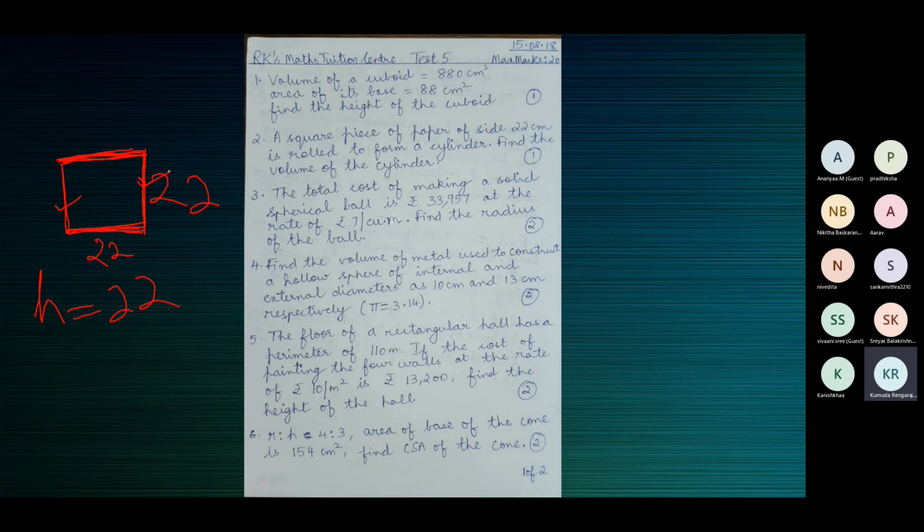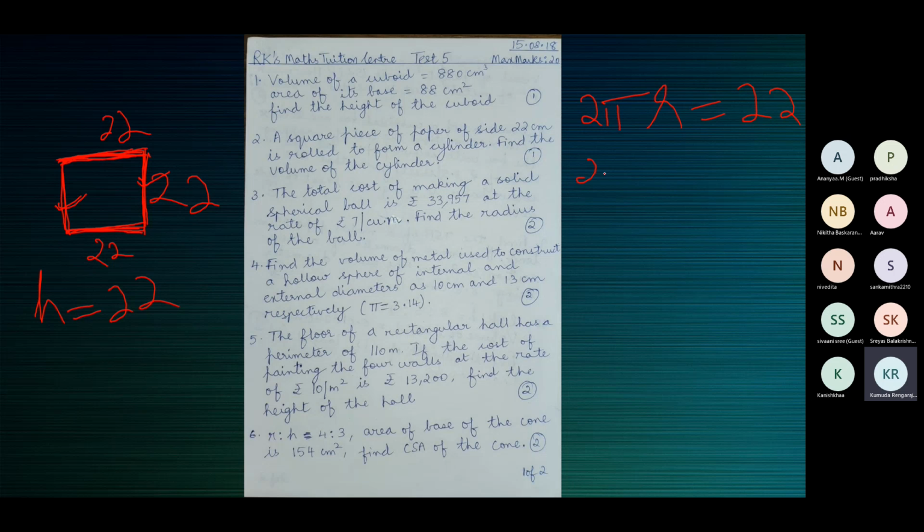If you make this edge meet this edge, then this will become the height, 22 height. And this 22 will become a circle, the circumference of the circle. So 2 pi r, so we need to find the radius. 2 pi r, radius is not 22. The circumference of the circle is 22.